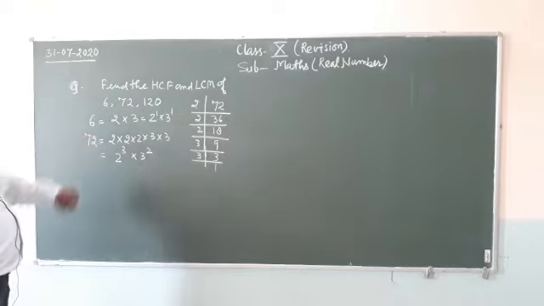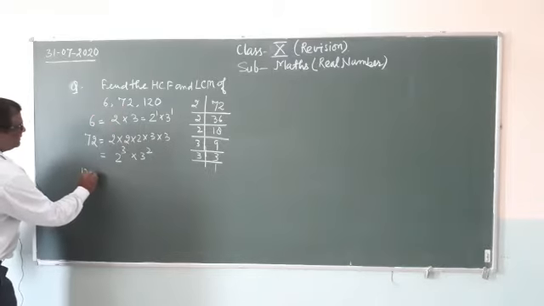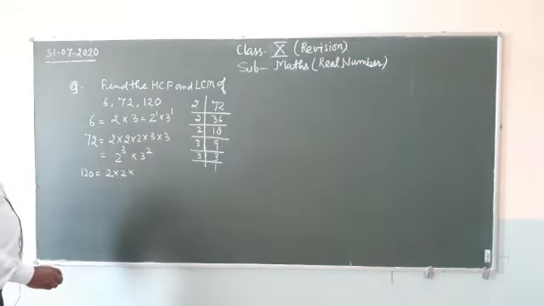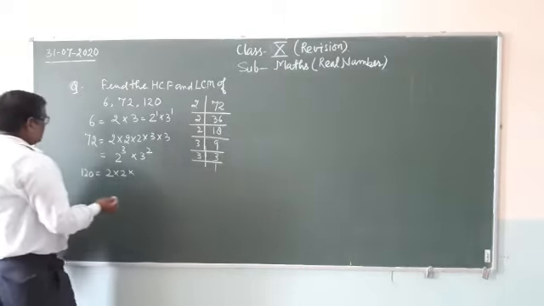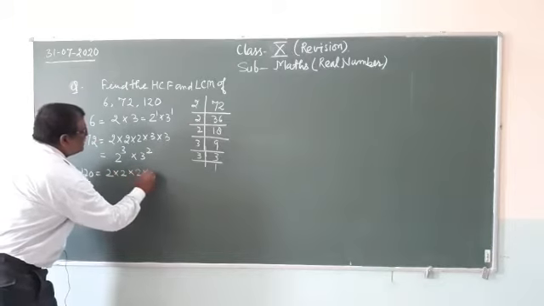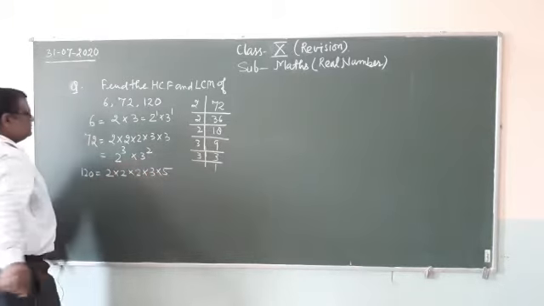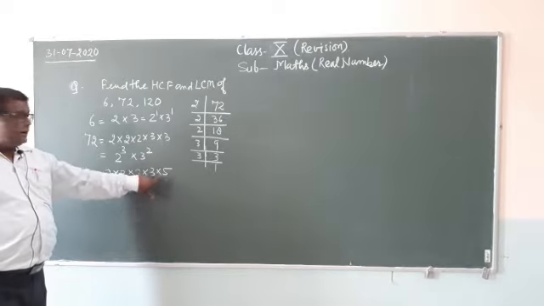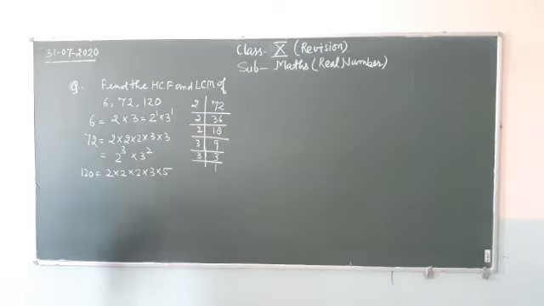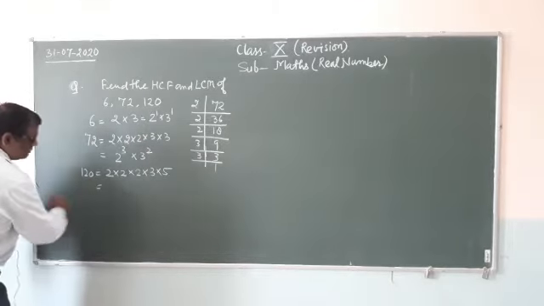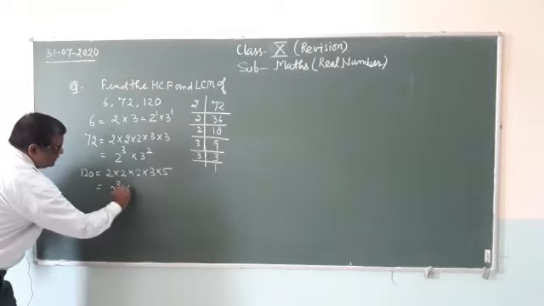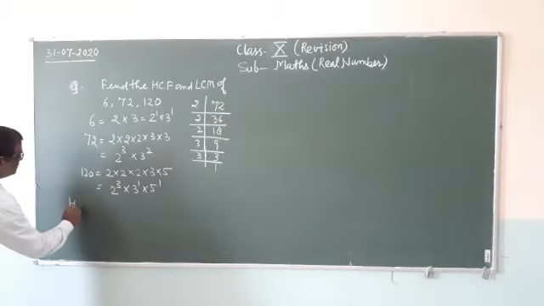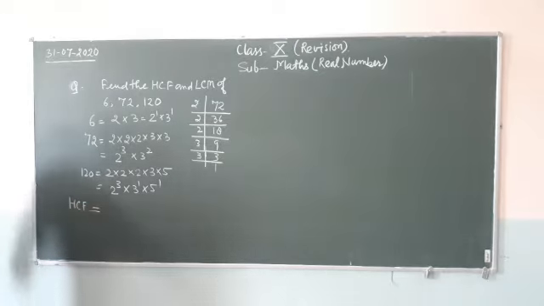And now 120: that is 2 into 2 into 2 into 3 into 5. 2 twos are 4, 4 twos are 8, 8 threes are 24, and 24 fives are 120. Now we can write this as 2 power 3 into 3 power 1 into 5 power 1.